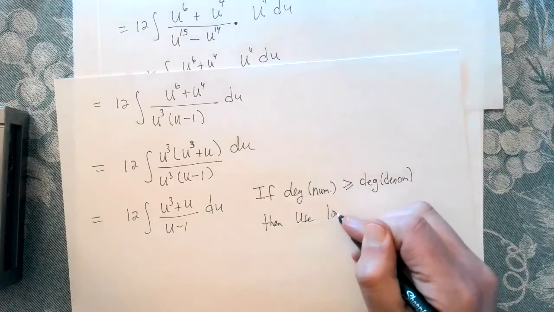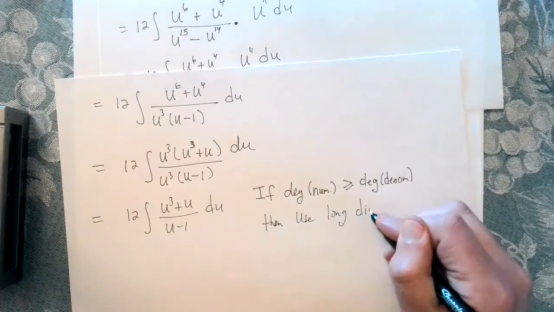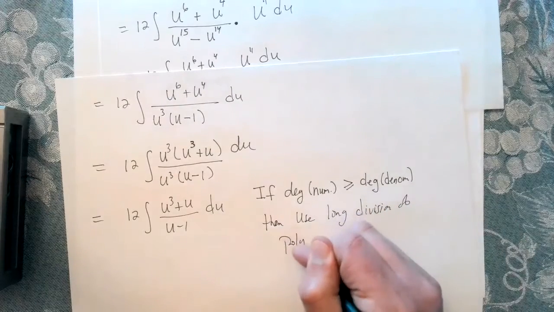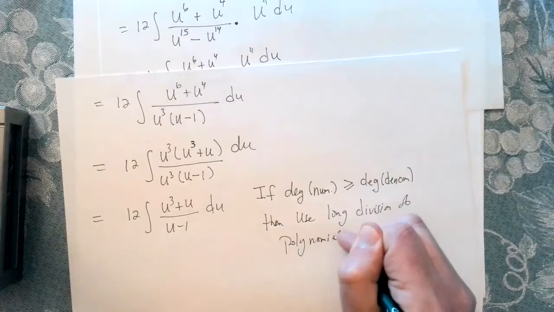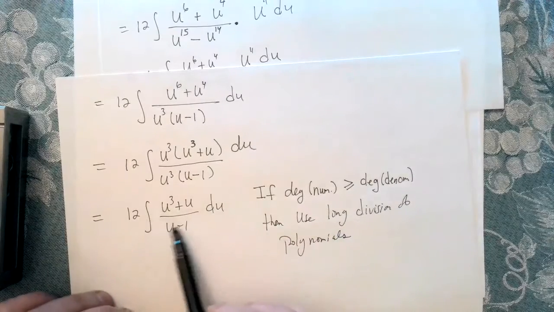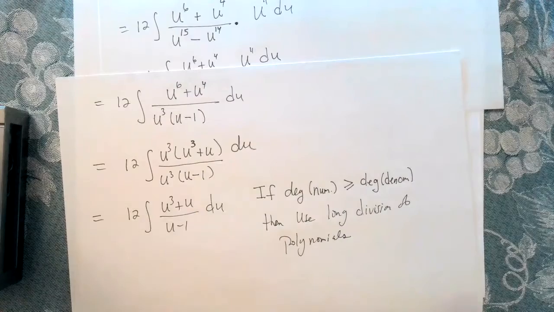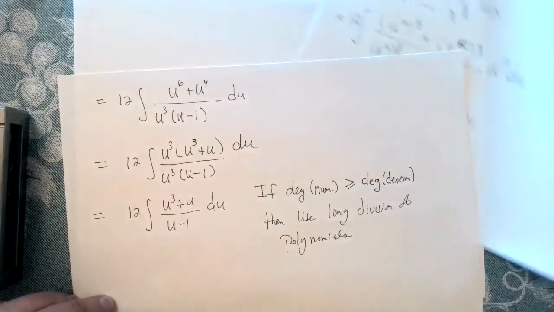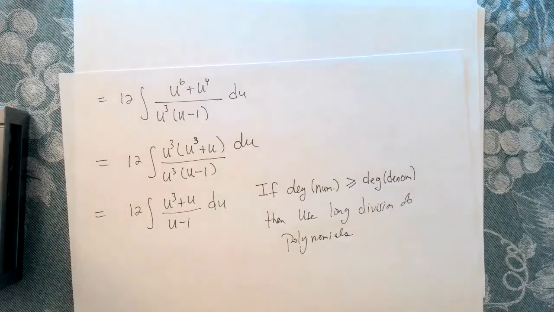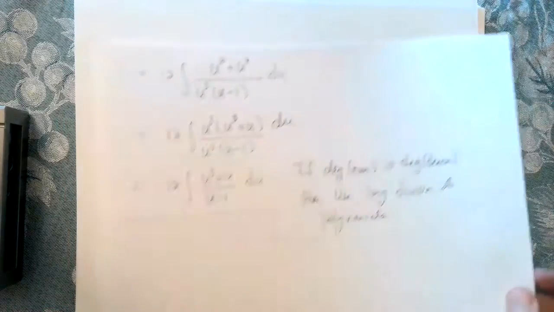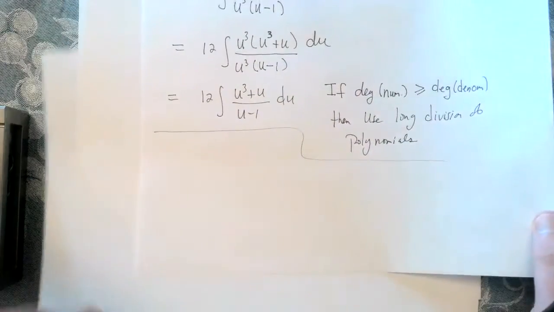And then specifically long division of polynomials. Okay, so the numerator is degree 3. The denominator is degree 1. And so maybe we should put this on hold and deal with this algebra, right? So let's do long division of polynomials.